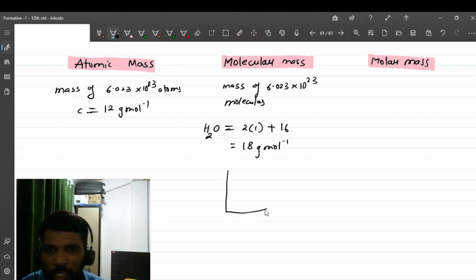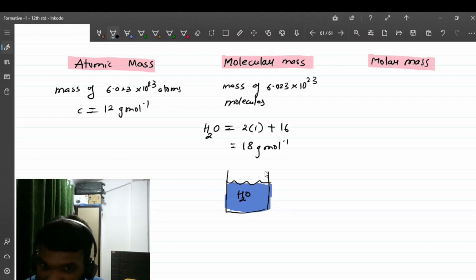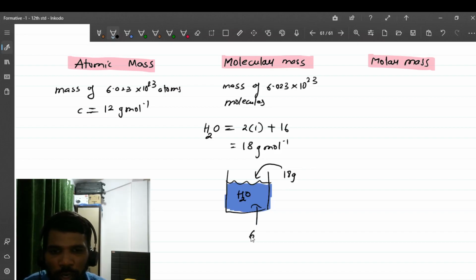Let's say there is a glass of water, and inside this glass, this is how the water will look, right? The weight of this water alone is 18 gram. 18 gram means what? There are how many molecules of water? There are 6.023 into 10 raised to power 23 molecules of water. Molecular mass is again the same. It is 6.023 into 10 raised to 23 molecules.